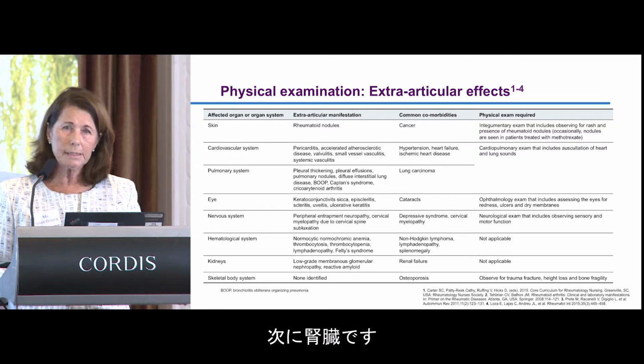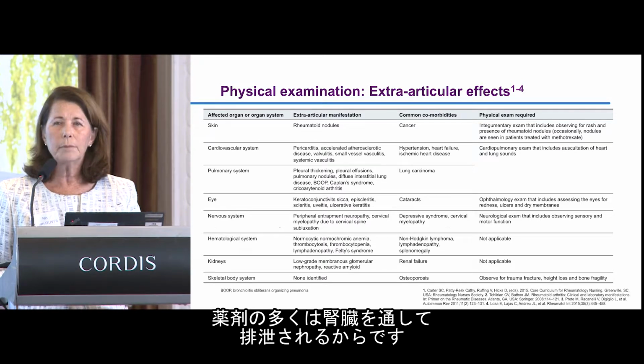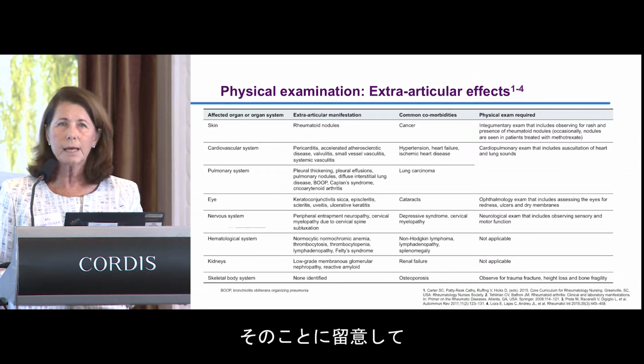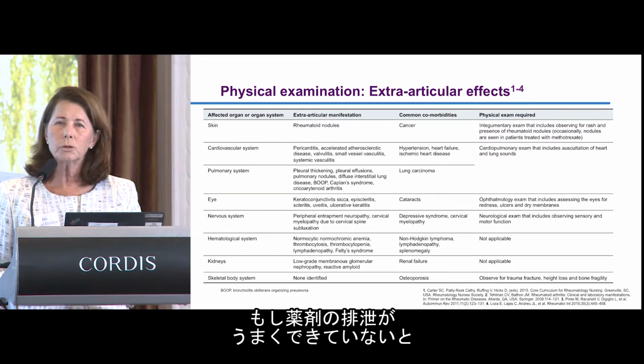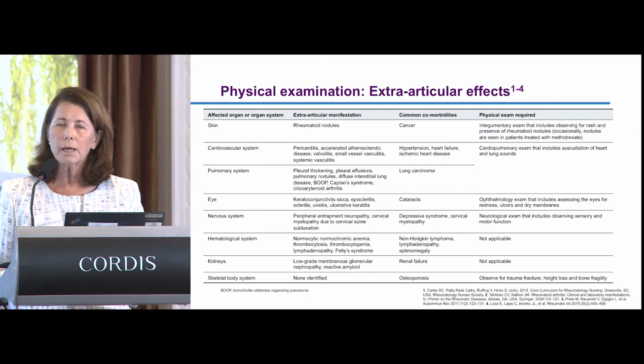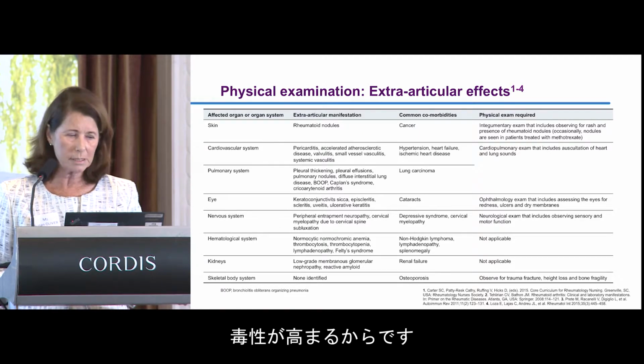And then kidneys. We're going to be looking at what kidney function they have, because, again, many of the drugs are excreted through the kidneys, and we need to be mindful of that and know if there are any risks from renal failure, because if patients are not excreting the drug so well, then the drug levels in their body will be higher and they'll develop more toxicity.